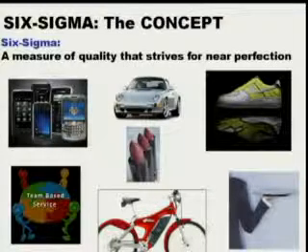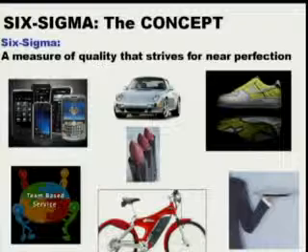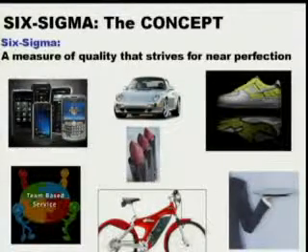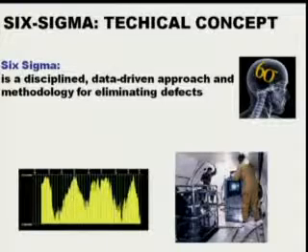As to recall what we said, 6 sigma is a measure of quality that strives for near perfection. You may not reach it, but you need to strive for it. It applies to all kinds of products and all kinds of service, from education to hospital to manufacturing to restaurants to products making. It's a disciplined, data-driven approach and methodology for eliminating defects. And that wraps up our session of Six Sigma.